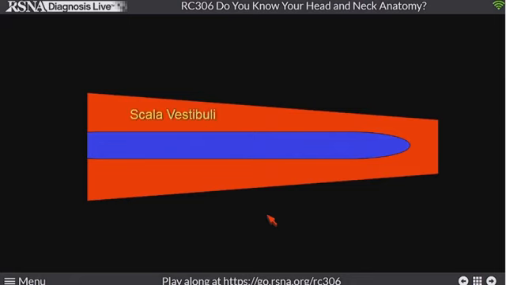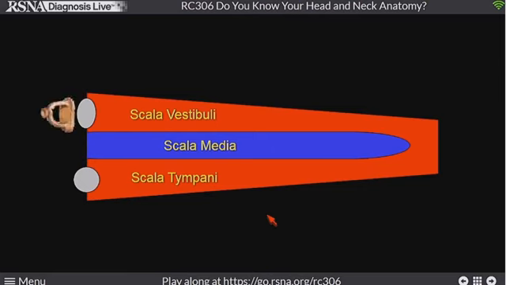So in this picture, we could think about scala vestibuli on top, scala tympani on bottom, and scala media kind of in the middle. The scala vestibuli is where our oval window is, and on the scala tympani is our round window. At the oval window is where the stapes is connected. So we have the stapes pushing in and out. The oval window goes in as the round window goes out.